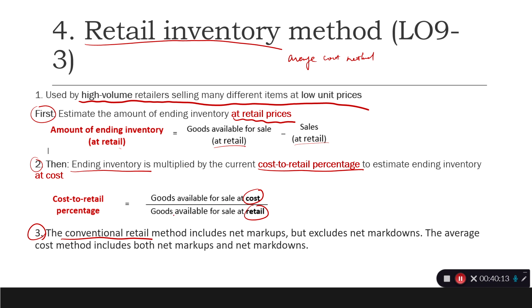If you want to use the conventional retail system, be careful not to include net markdowns, only include net markups. And the average cost method includes both net markups and net markdowns.